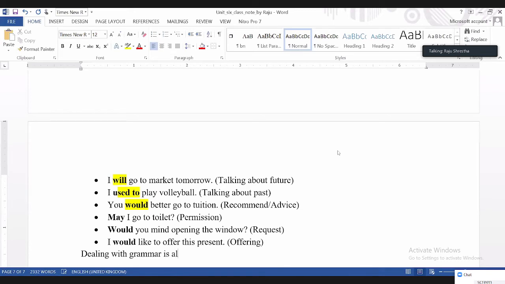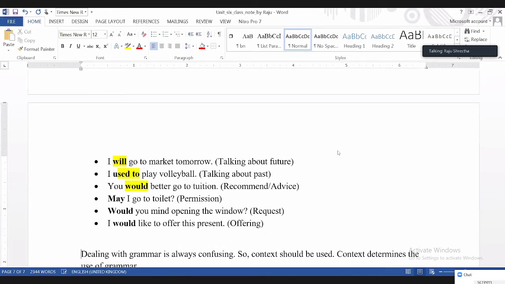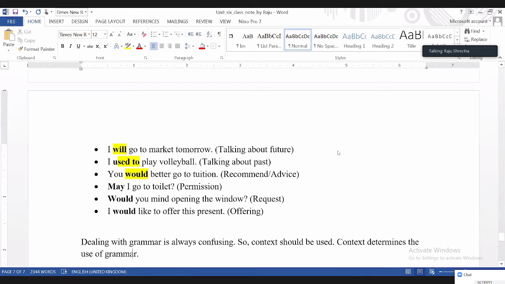Dealing with grammar is always confusing, so context should be used. Context determines the use of grammar. We have to look at the context and determine there that this could be the use. So in this way we do, let's conclude today. And for the remaining part, you can look from the rule perspective; I will give one or two samples.